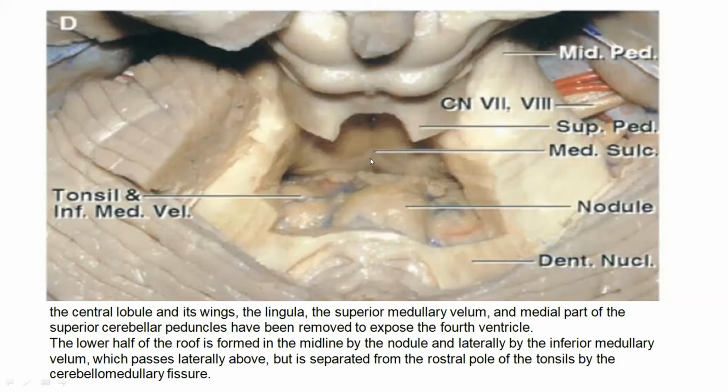The floor has a prominent sulcus, which is called the median sulcus, that we already discussed when we were dealing with the anatomy of the fourth ventricle. And this is the roof, which is formed in the midline by the nodule and laterally by the inferior medullary velum. The inferior medullary velum is actually a thin white matter sheet that separates the tonsils ahead. Here you have the middle peduncle. Above that, you would have the superior, and below that, you would have the inferior peduncle, which are actually connections of the brainstem to the cerebellum.